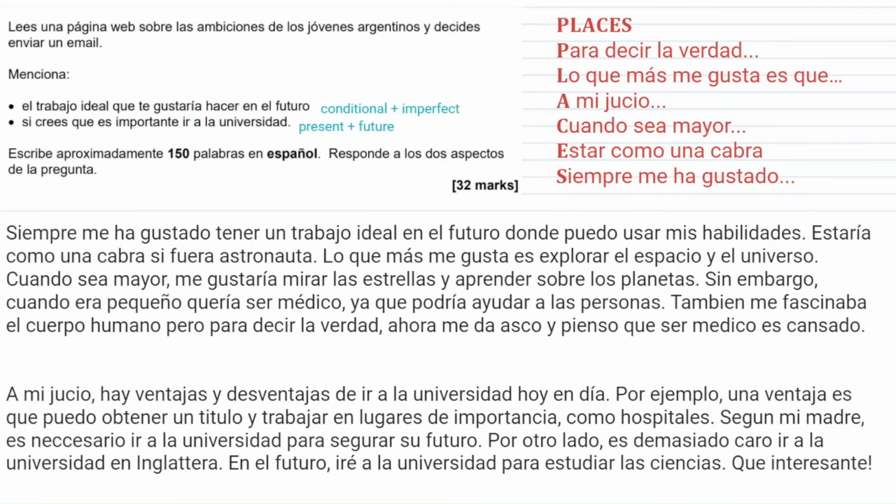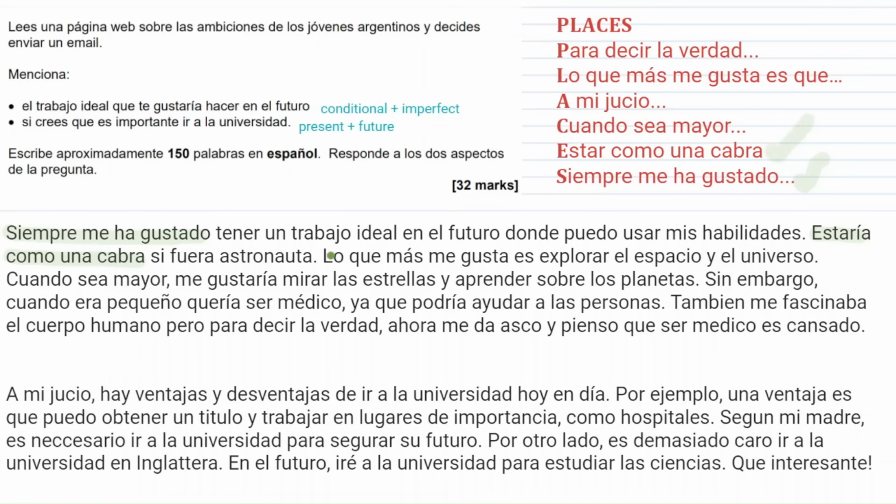This is my answer to both of these bullet points. Let's have a read through it. Siempre me ha gustado, so immediately beginning with one of my spicy phrases, so I can tick off the last phrase here. Siempre me ha gustado tener un trabajo ideal en el futuro donde puedo usar mis habilidades. Estaría como una cabra si fuera astronauta. Again, using the idiom in the second sentence, so I would go crazy if I was an astronaut.